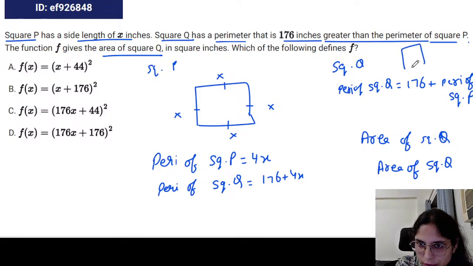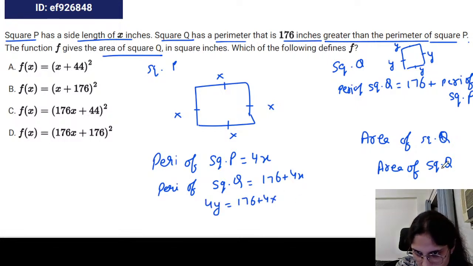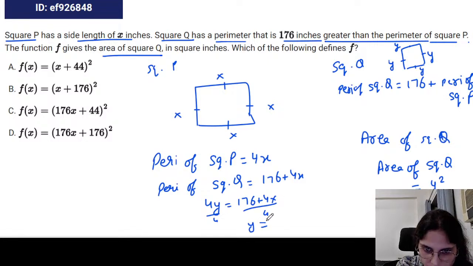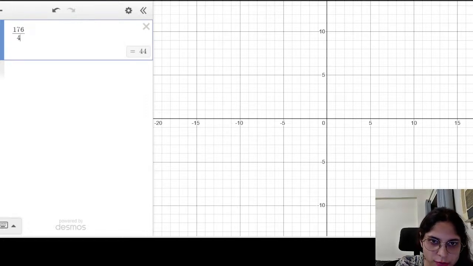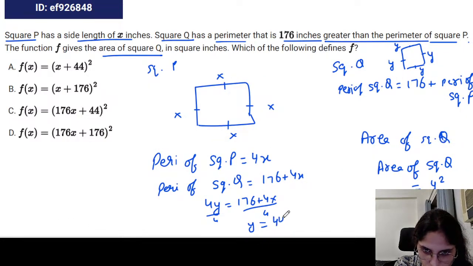And let's say in square Q the length is y. So its perimeter is going to be 4y. 4y is 176 plus 4x, and area is going to be y squared. So from here you get y divided by 4 on every side. So you get 176 divided by 4, it's 44, 44 plus x. You divide both of them with 4. So y is 44 plus x. So the area is going to be 44 plus x whole squared.